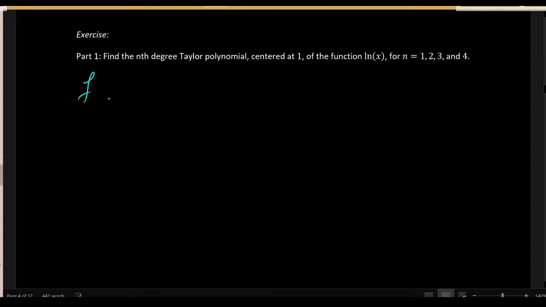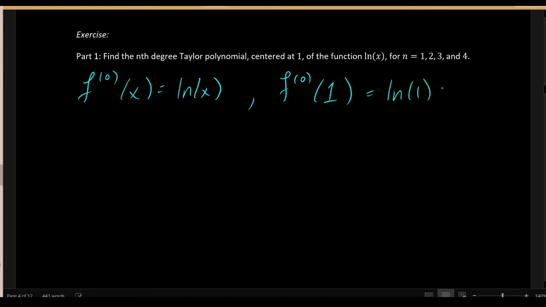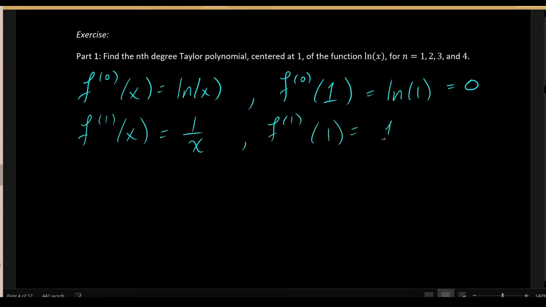So we're going to need a couple of different quantities. We're going to need the value of the 0th derivative, in other words, the value of the original function with the center plugged in. This time the function is centered at 1, so I'll plug 1 into the function. Natural log of 1 is equal to 0. Then the first derivative of natural log is equal to 1 over x. If I plug the center into that, I get 1 over 1, which is equal to 1.